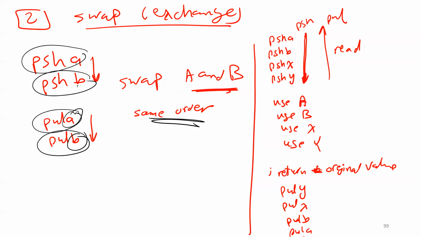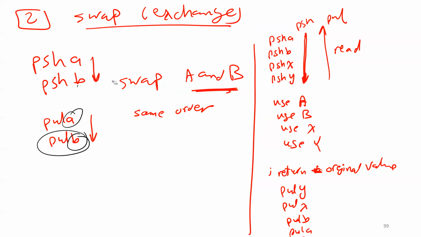Why did you do a swap? Because when the last value was B, I'm going to put it in A. You got that? Last value in is the first one out. So if it is the same order, actually, I'm going to do a swap.